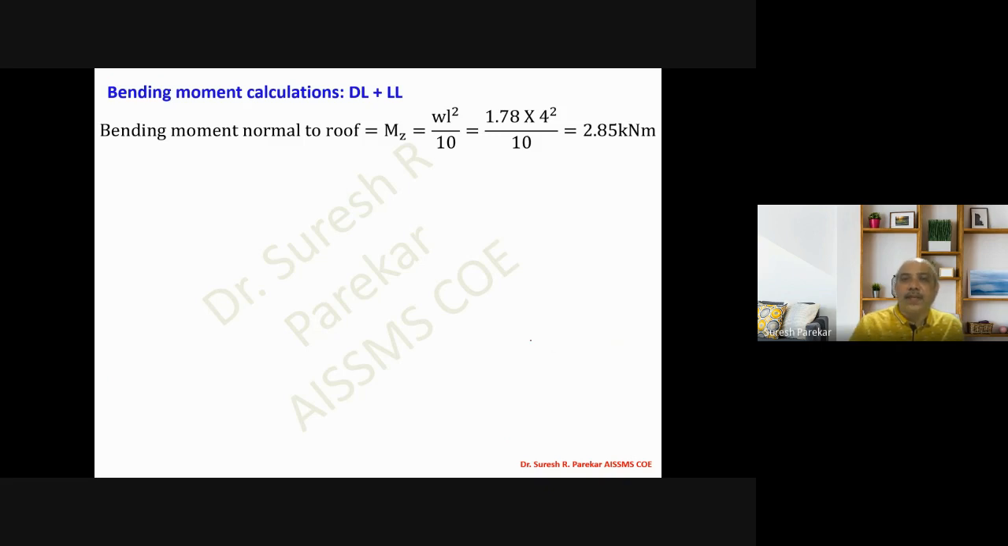Now keep in mind that we are going to design it as partially continuous. Here we are going to connect the purlins by cleat, and it is assumed that the value is WL square by 10, as the purlin is considered continuous. And then we have 1.784 square by 10, that comes to 2.85 kilonewton meter, and parallel to roof it comes to 1.02 kilonewton meter.